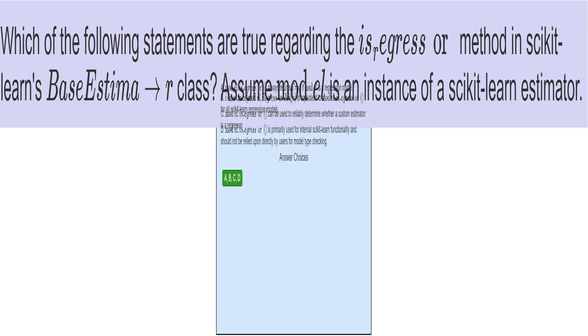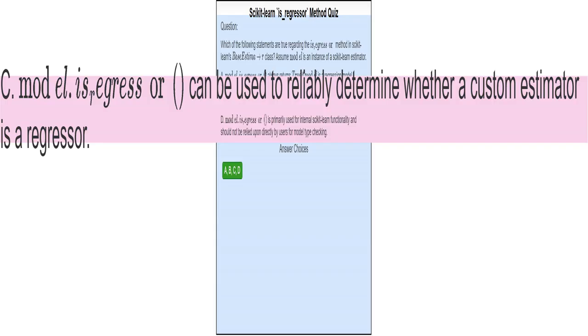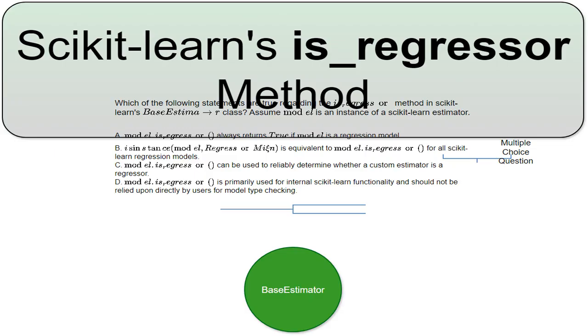This statement asserts that if a model is a regression model, `model._is_regressor` will always return `True`. I will check if this holds true for standard scikit-learn regressors and whether it continues to hold true for custom estimators built by users. I'll explain the is_regressor method in scikit-learn.